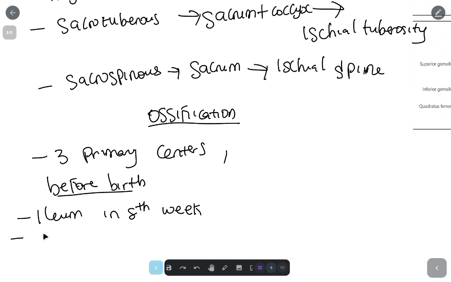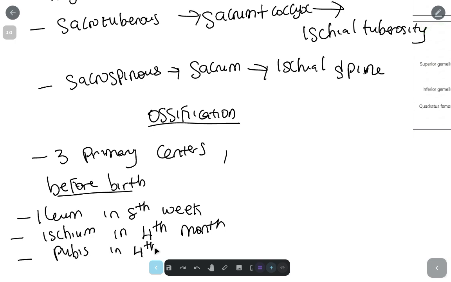and the second thing is the ischium undergoes ossification in the 4th month, and the final thing that happens before birth is the pubis undergoes ossification in the 4th to 5th month. So before birth, the ilium undergoes ossification in the 8th week, the ischium in the 4th month, and the pubis between the 4th and the 5th month.